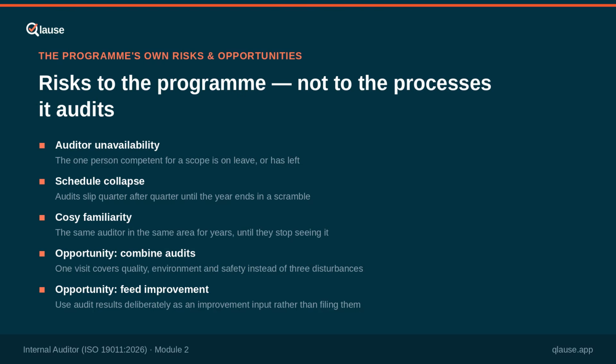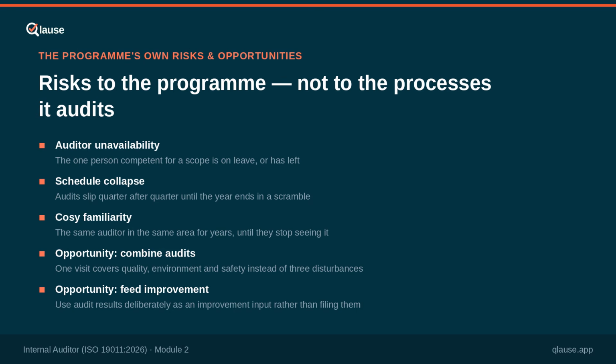The program also carries its own risks and opportunities, and the program manager is expected to identify and manage them. On the risk side, auditor unavailability, when the one person competent for a scope is on leave or has left. Schedule collapse, when audits slip quarter after quarter until the year ends with a scramble. And cozy familiarity, the same auditor auditing the same area for years until they stop seeing it.